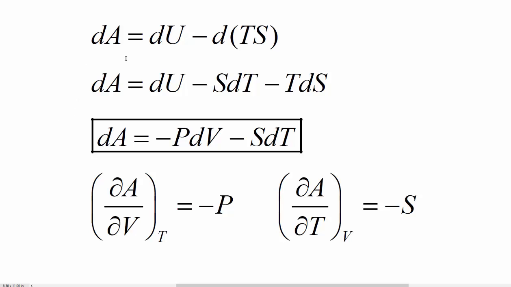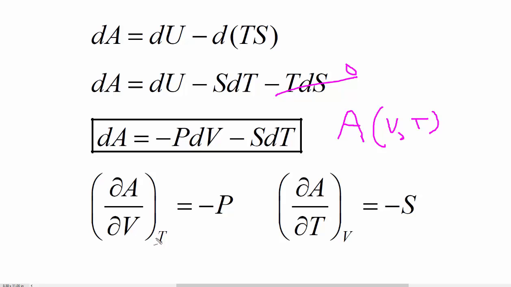Okay, here's the result. Since A is equal to U minus TS, we expand the derivative of the TS part, and using the substitution for dU, we'll be able to replace dU, and when we do that, we will cancel out the TdS term and introduce the minus PdV term. So we end up with this boxed equation showing that Helmholtz free energy is a natural function of volume and temperature, and the partial derivatives are shown.